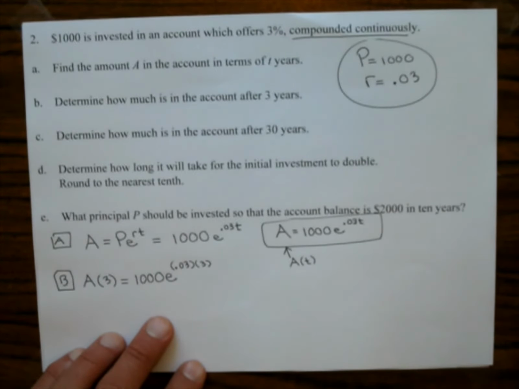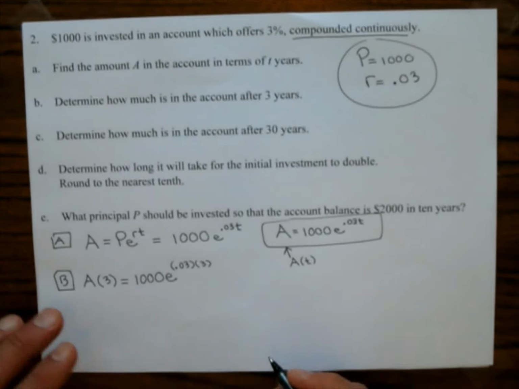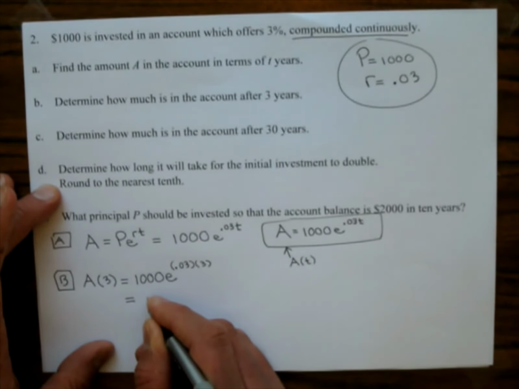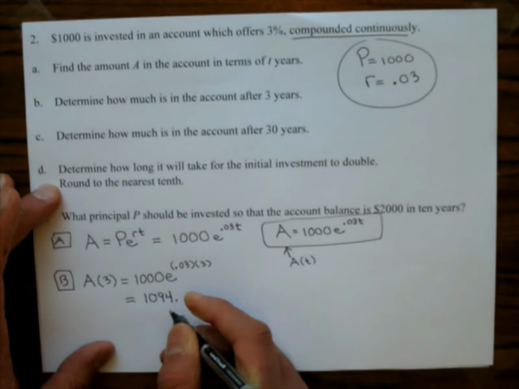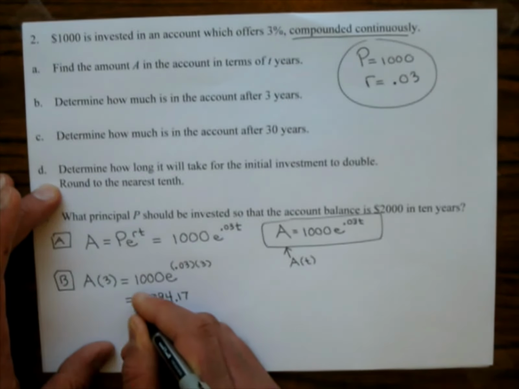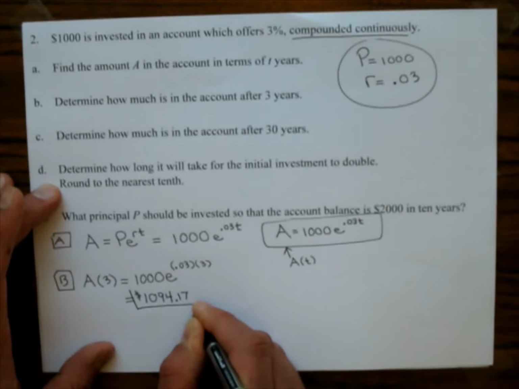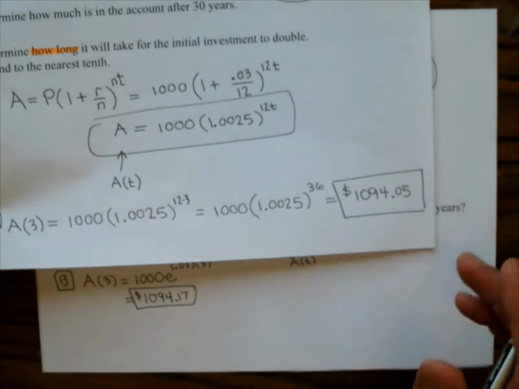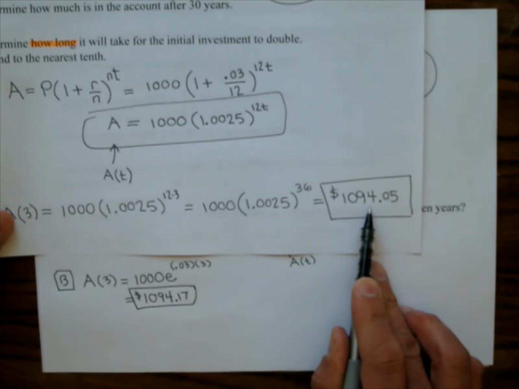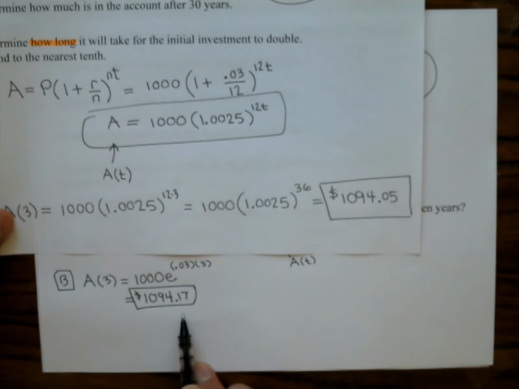I actually kind of messed up here putting it in. I forgot to put the point. Okay, so there it is. What I'm getting for this is $1,094.17. Now, if you compare that to what I got on problem 1B, it was $1,094.05. So this is kind of like an upper bound.